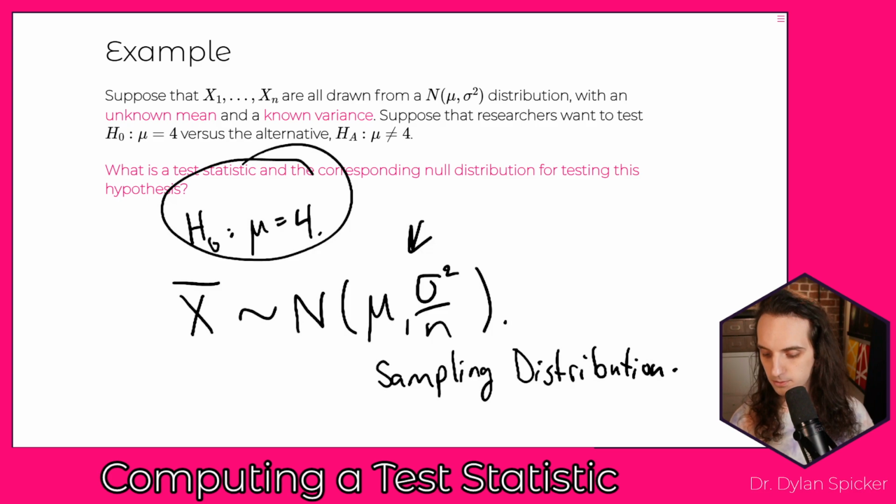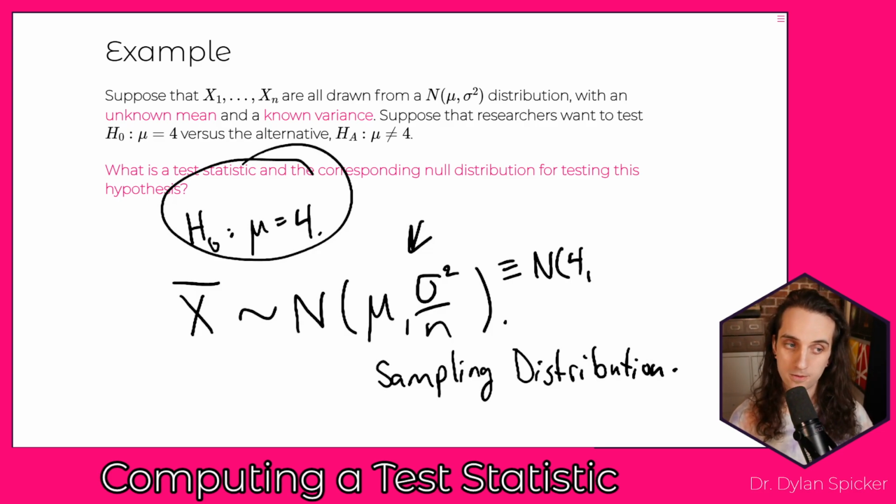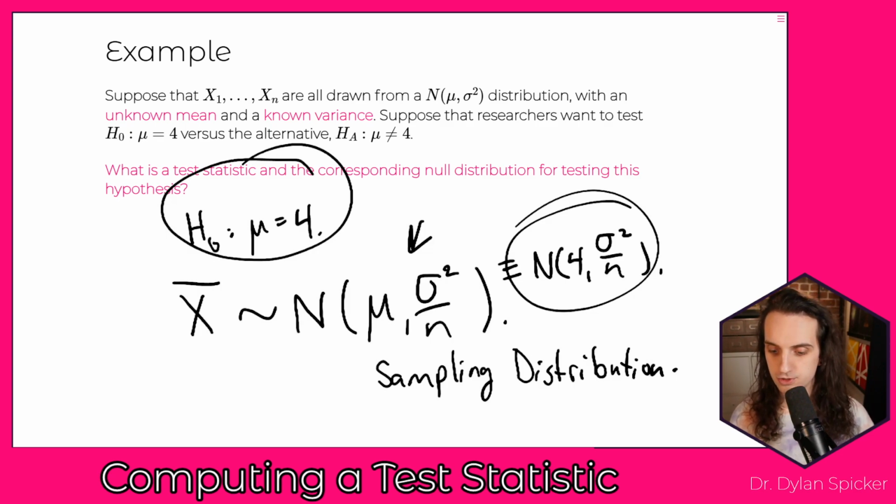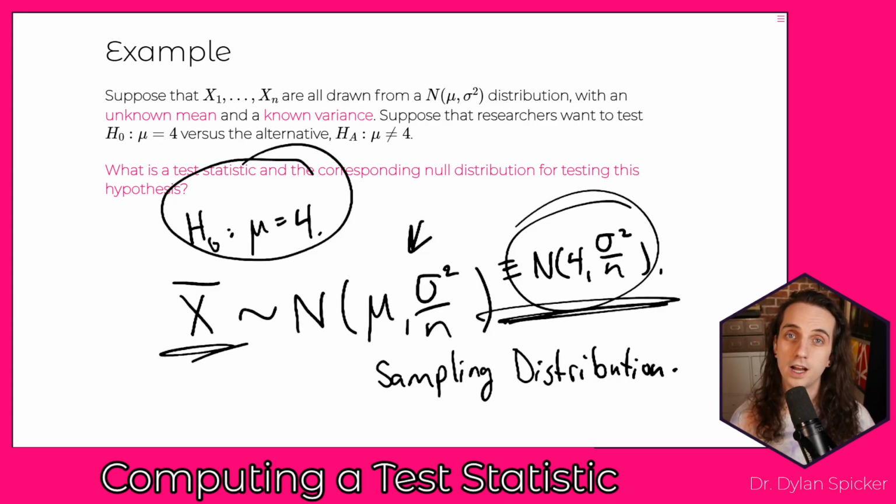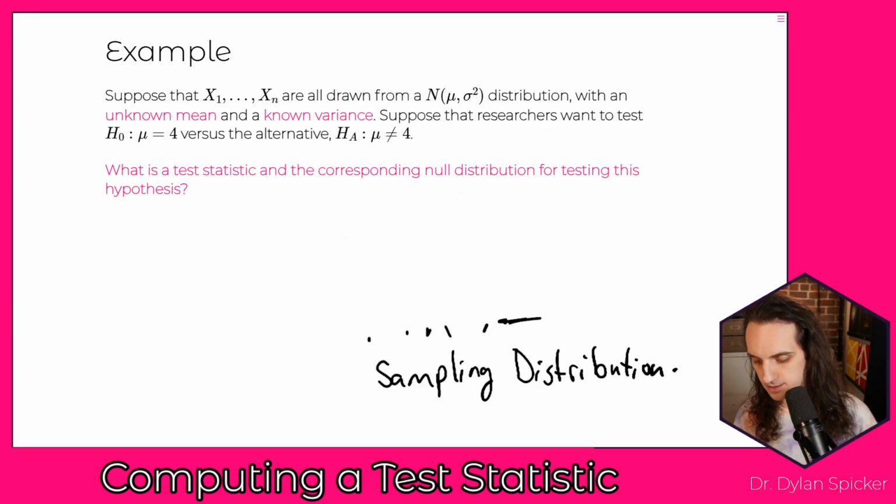In particular, that's going to be a normal, and here we know that mu is 4, so that'll be normal with mean 4. And sigma squared is just some known value, so sigma squared over n is just a number. Maybe sigma squared is 1, maybe it's 2, whatever it happens to be. This is now a fully specified distribution. And so we can say x bar is a test statistic, because it's a statistic that we know the distribution of, assuming the null hypothesis is actually true. Okay, so that's the thought process we're going through here.